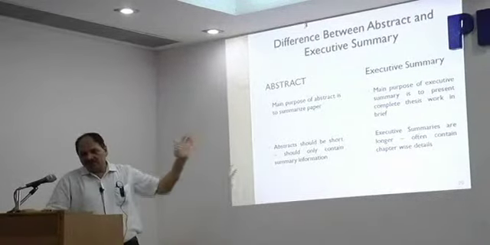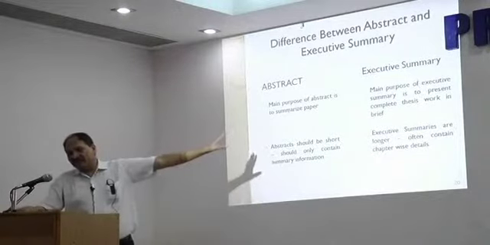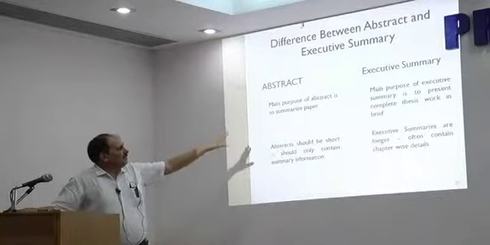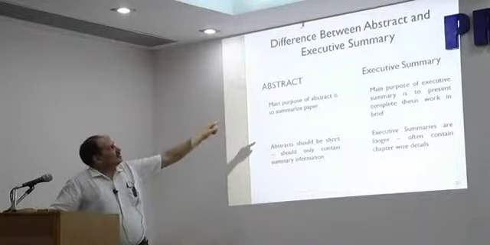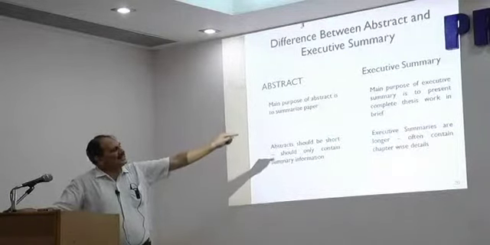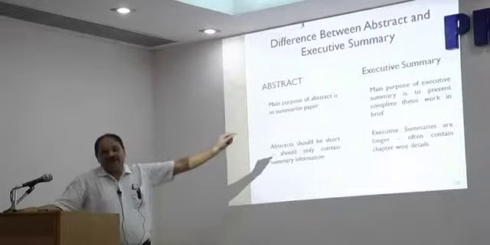Abstract and executive summary we use interchangeably, but there are serious differences, and those differences are mainly two. The main purpose of an abstract is to summarize the paper. And the main purpose of an executive summary is to present the complete thesis work in brief. Complete thesis work in brief.